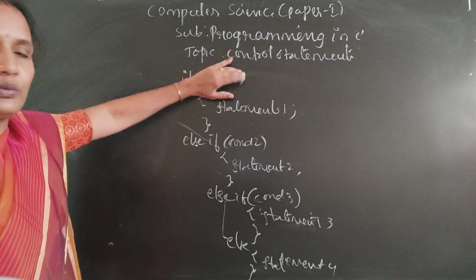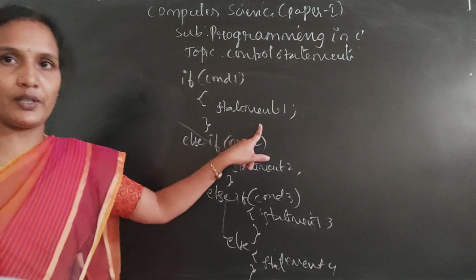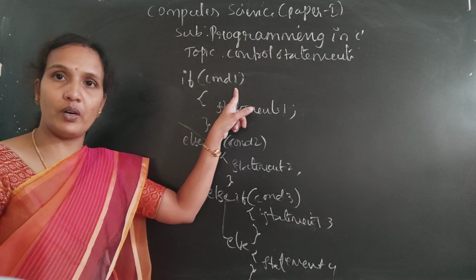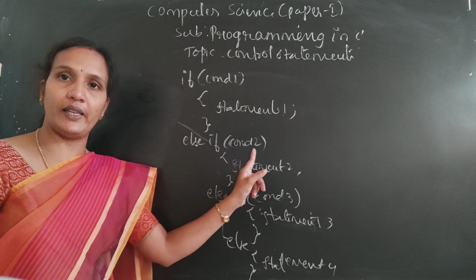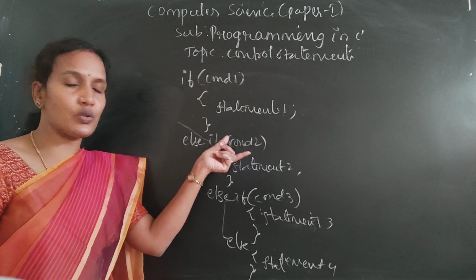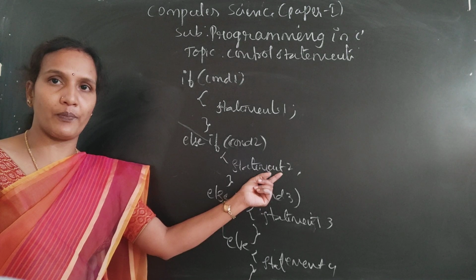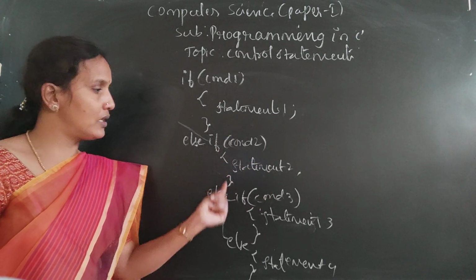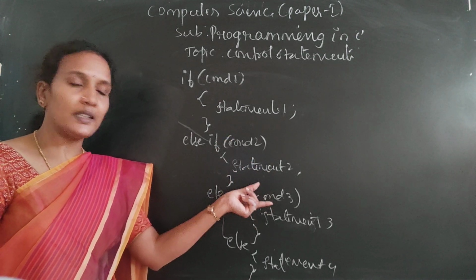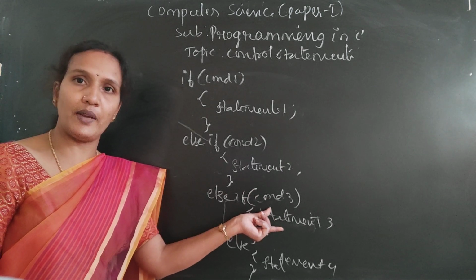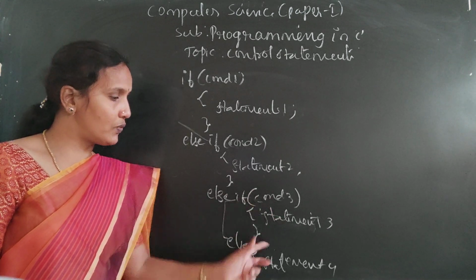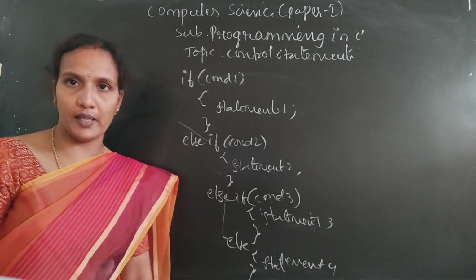Condition 1 is true, statement 1 will be executed. If condition 1 is false, condition 2 will be evaluated. If condition 2 is true, statement 2 will be executed. If condition 2 is false, we'll check the third condition. If the third condition is true, statement 3 will be executed. If the third condition is false, statement 4 will be executed.